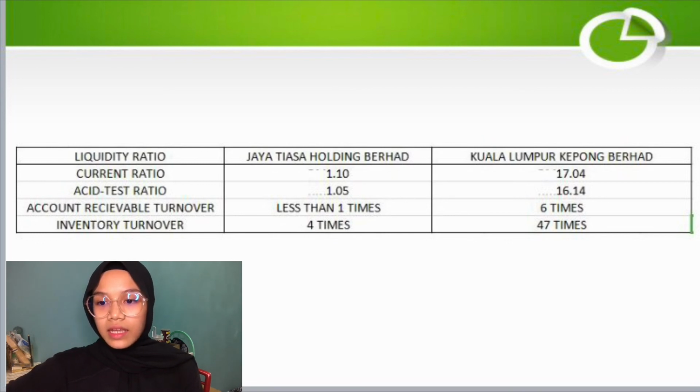Last but not least, inventory turnover indicates the rate at which a company sells and replaces its stock of goods during a particular period. In this situation, we can see that KLK Berhad is a lot higher than Jaya Tiasa Holding Berhad. However, a good inventory turnover is between 5 and 10. So in this part, both companies did not have a good inventory turnover, which also means they do not have a balance between having enough inventory on hand and not having to reorder too frequently.